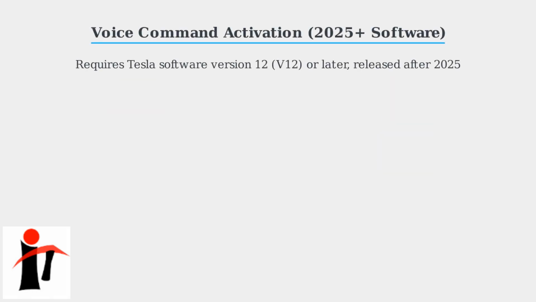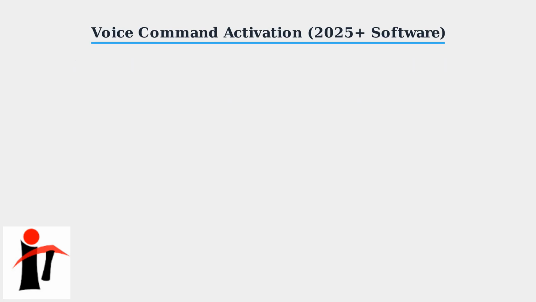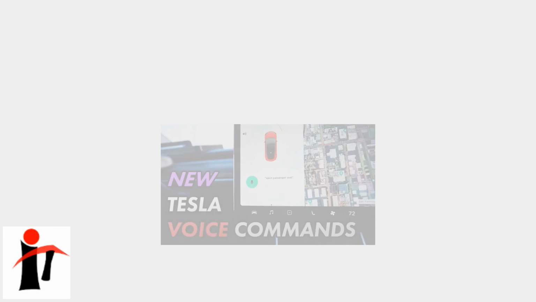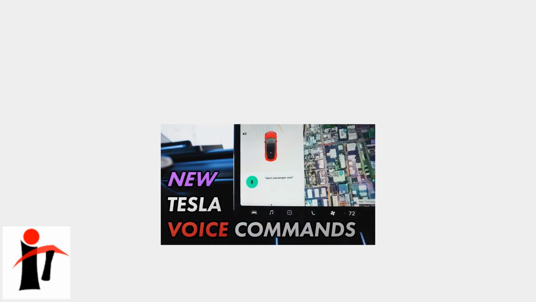If your Model Y has been updated with Tesla's software version 12, V12, or later, released after 2025, you can use voice commands to control the hazard lights. Simply say, "Hey Tesla, turn on hazards," or "Hey Tesla, turn off hazards." This requires a stable internet connection as the AI processes your command. This feature enhances accessibility, especially for drivers with limited mobility. The Tesla infotainment screen displays the voice command interface for easy interaction.